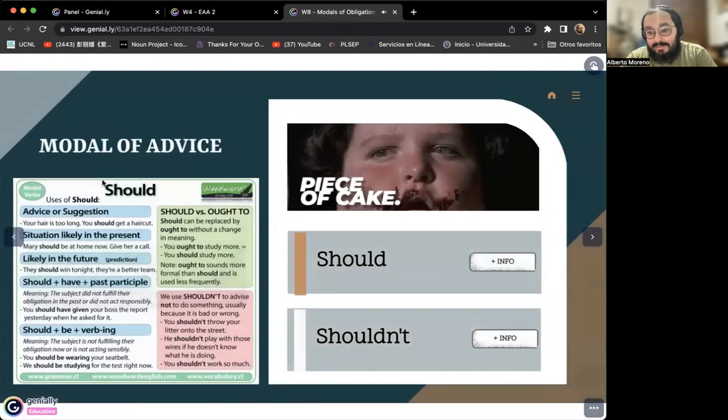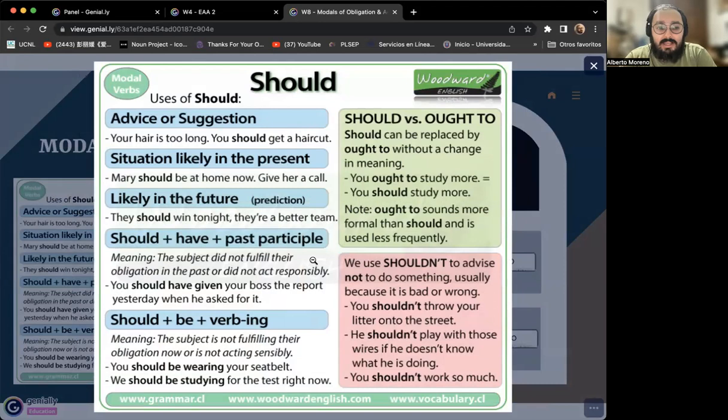¿Qué es lo que vamos a ver ahorita? Es lo que sigue. El verbo modal de consejo, que should y shouldn't. Okay, so should. I'm going to use this because it's like a summary. We can use should to express advice or suggestion, but also can be used to express situation likely in the present, which is not for today, likely in the future, like a prediction, or when we use should plus have plus past participle, we can express another thing, or should plus the verb to plus the verb with ing, and then we can express another thing.